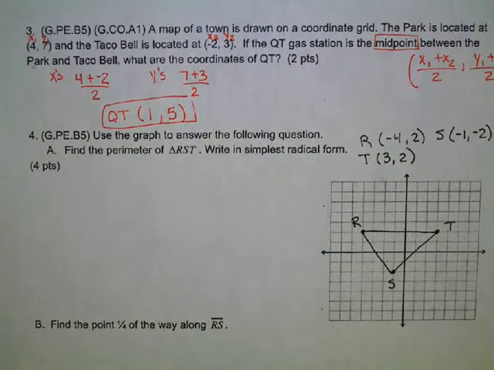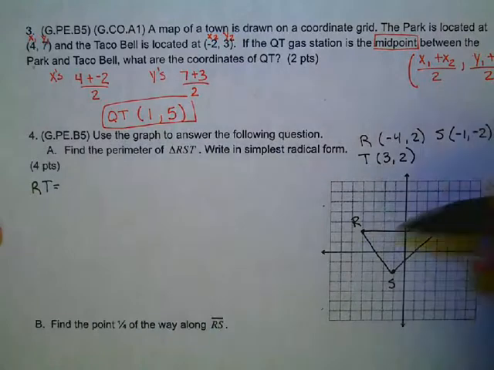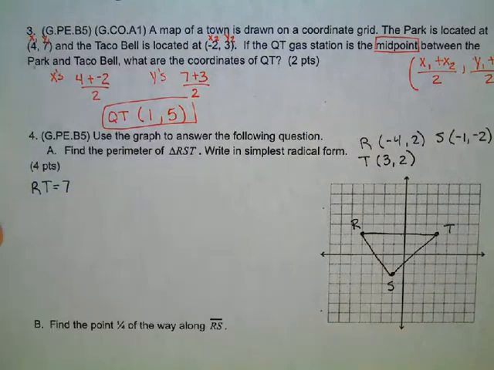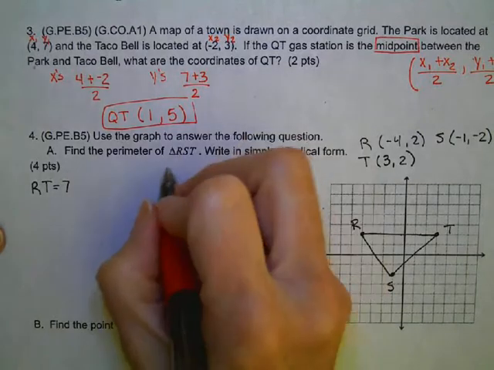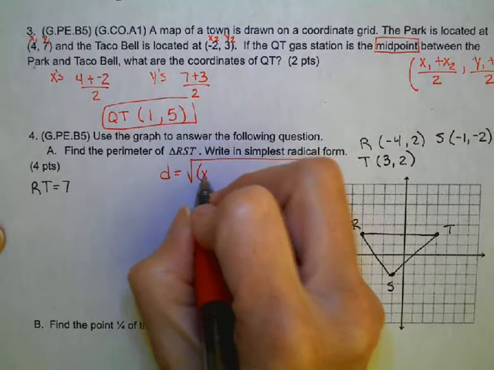Find the perimeter, write in simplest radical form. We'll start with RT, we can just look at it and know, count the boxes. This would be 1, 2, 3, 4, 5, 6, 7. Length is 7. But the other ones are diagonal lines. With diagonal lines, you're going to want to use what's called the distance formula. This is your distance formula.